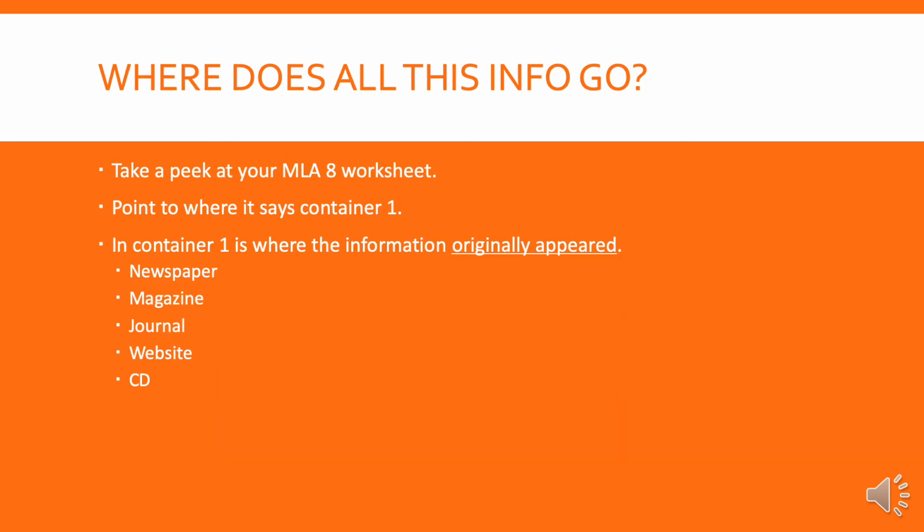So you have all this information, right? Container 1, container 2, this appeared here, this appeared there, where does everything go? So I want you to look at your MLA 8 worksheet, and I want you to point to where it says container 1. All right, where it says container 1, that's where all that information is about where the article or information originally appeared, whether it's the CD or the website or the newspaper or the magazine or the journal, whatever. All that information in container 1 is about where it originally appeared.